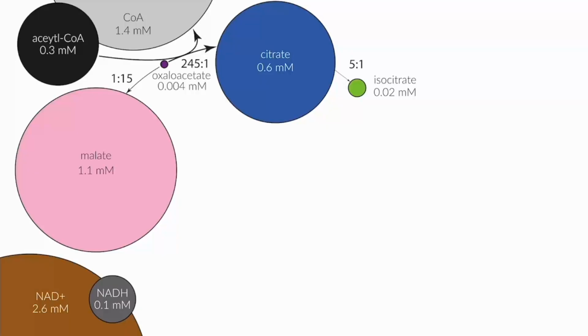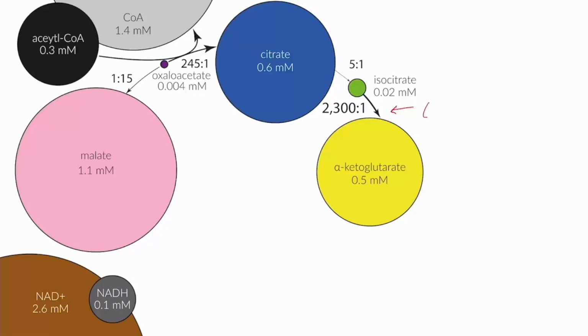We then think about the conversion of citrate to isocitrate. That's about 5 to 1 favorable. And then we hit the isocitrate to alpha-ketoglutarate reaction. It's 2300 to 1 favorable. And recall that this is a step that kicks off a carbon dioxide and reduces an NAD plus to an NADH.